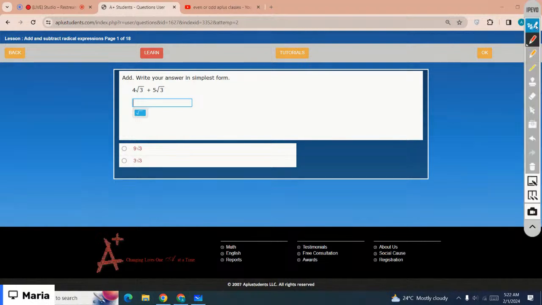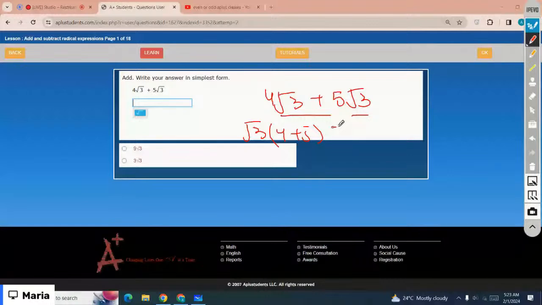So you have 4 square root 3 plus 5 square root 3, right? They both have square root 3 common. You can take square root 3 outside and you're left with 4 plus 5. So 4 plus 5 equals 9, that is 9 square root 3. The correct option is 9 square root 3. Got it?